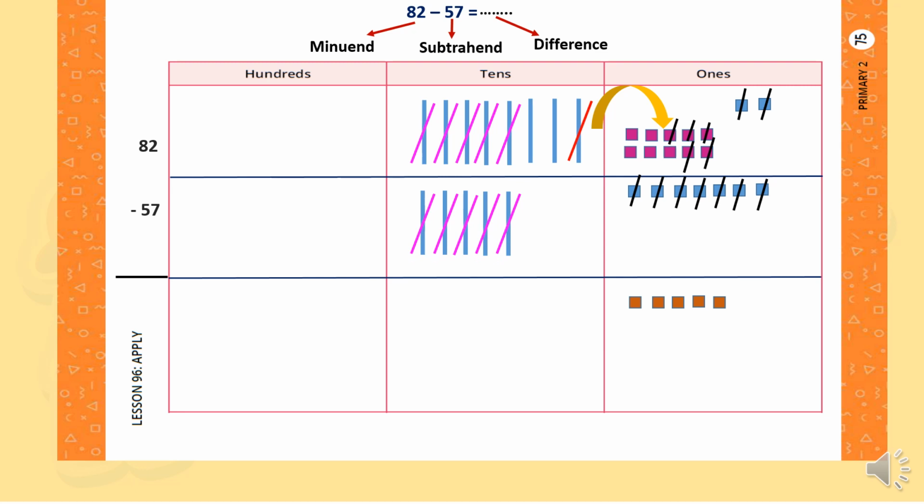7 minus 5 equals what? How many sticks remained? 1, 2. So we will write 2 sticks. Now the result equals to what? 2 in tens equals to 20 and 5 in ones equals 5. So the result equals to 25. 82 minus 57 equals 25.